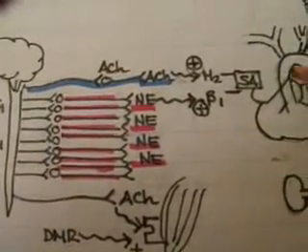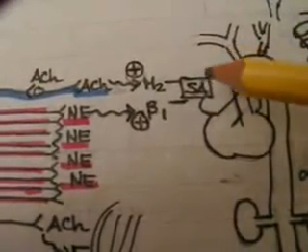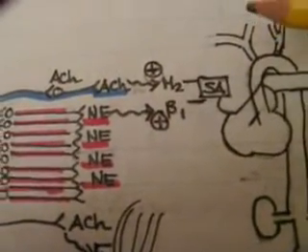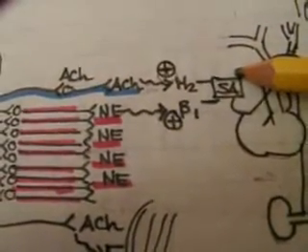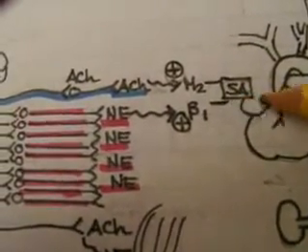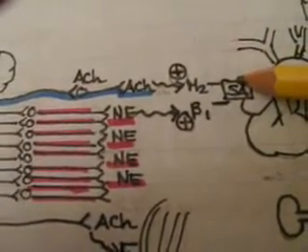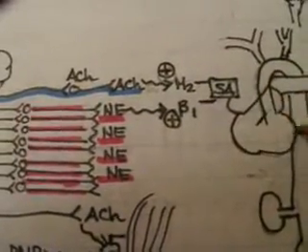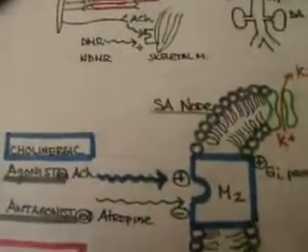And an example would be the SA node. The SA node is located at the junction of the superior vena cava and the right atrium. And the SA node governs the rate and rhythm of the heart. And depending on which tone predominates, whether the parasympathetic tone or the sympathetic tone, dominating the influence on the SA node will govern whether the heart rate is going to be increased or decreased, and whether there's going to be an increase in inotropic effect on the ventricles.